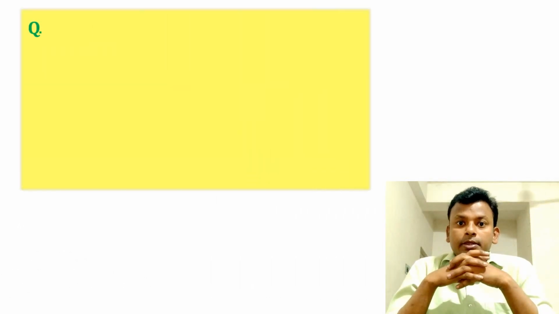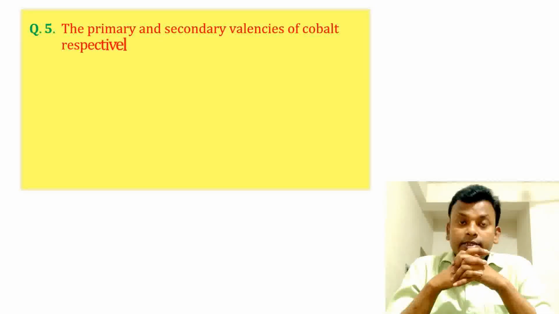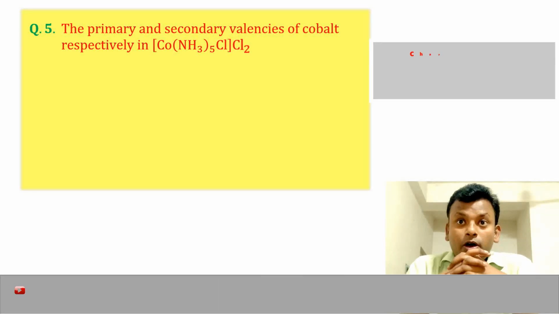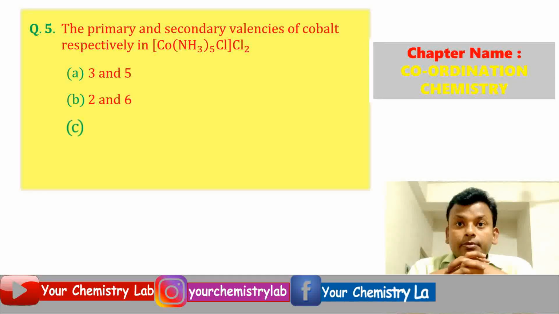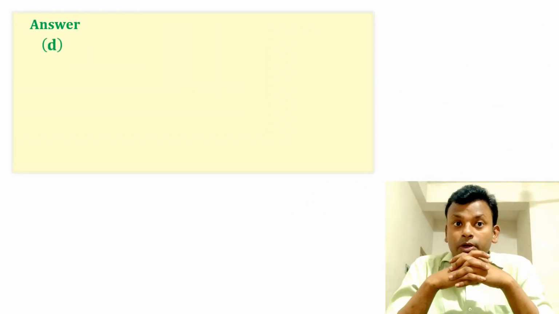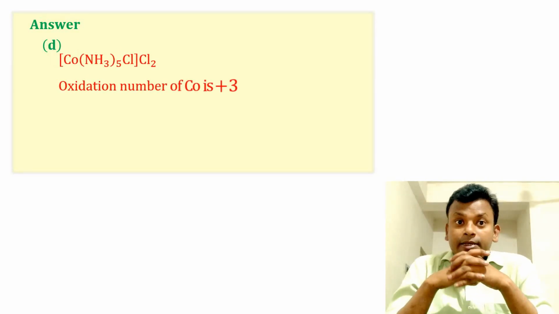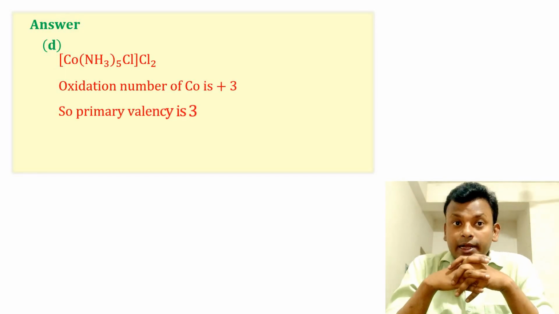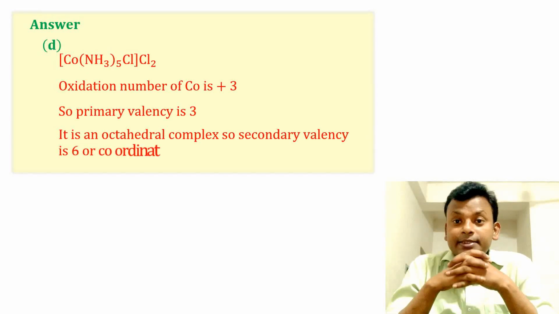Question 5. The primary and secondary valencies of cobalt respectively in [Co(NH3)5Cl]Cl2. Option A, option B, option C, option D. Answer: option D is the correct answer. In [Co(NH3)5Cl]Cl2, the oxidation number of cobalt is +3, so the primary valency is 3. It's an octahedral complex, so the secondary valency, or coordination number, is 6. So option D is the correct answer.